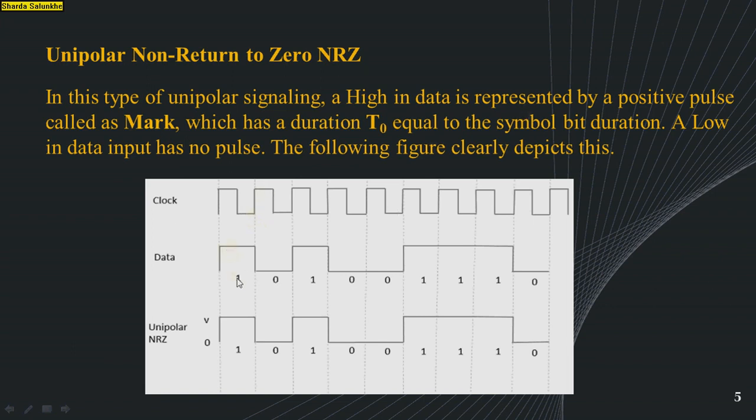So this is the clock. If the data 10100 is available, the presence of the pulse indicates a 1 bit, and where no pulse is available, the bit is a 0. Again for this one, there is a pulse, for this 0 there is no pulse, for these three ones the pulse is available, and for the 0 there is no pulse. So this is the unipolar NRZ, or non-return to zero, code.